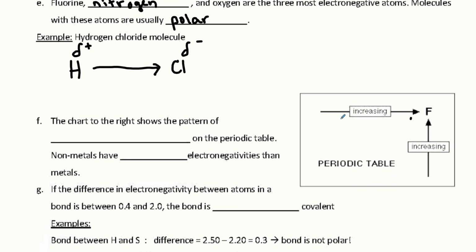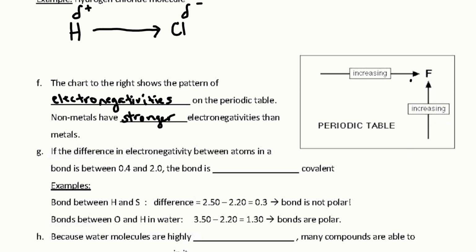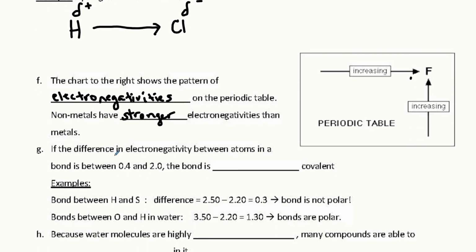Okay, so this chart just shows that pattern I explained. It shows the pattern of electronegativities, and it shows that non-metals have stronger or higher electronegativities than metals. Now, what do those values mean? How can we actually use those values?